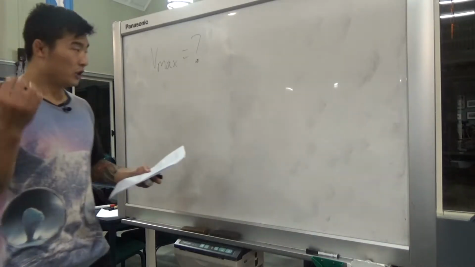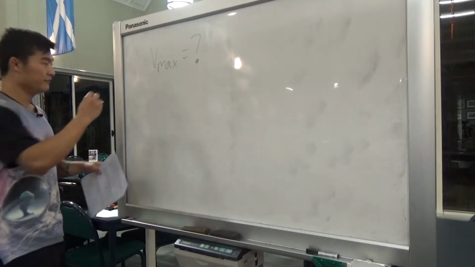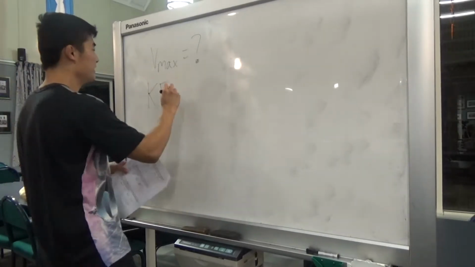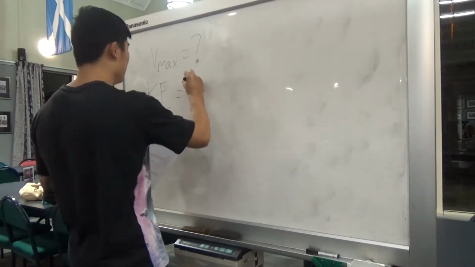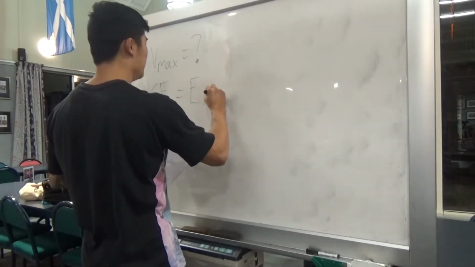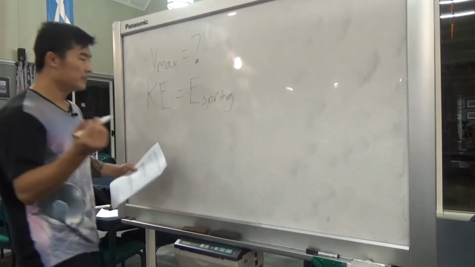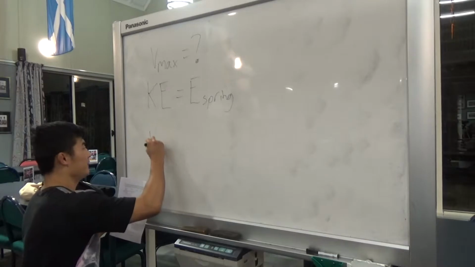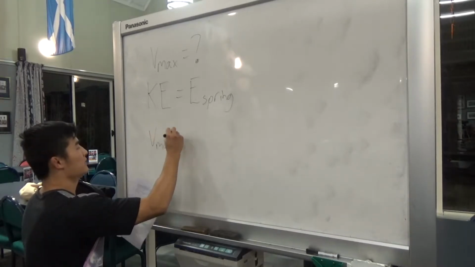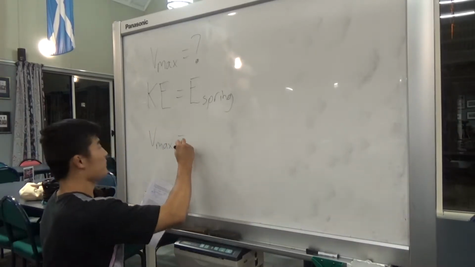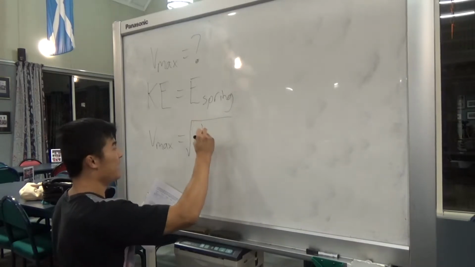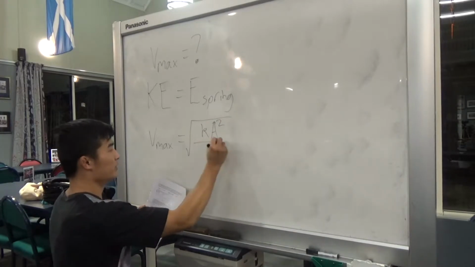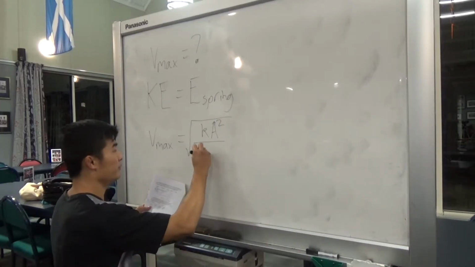So on the cheat sheet that I uploaded, I've just got a shortcut, which is when the kinetic energy is equal to the energy that's being stored in the spring, if that is the case, then you can just use V max is equal to the square root of K, which is the spring constant, times the amplitude squared over the mass.